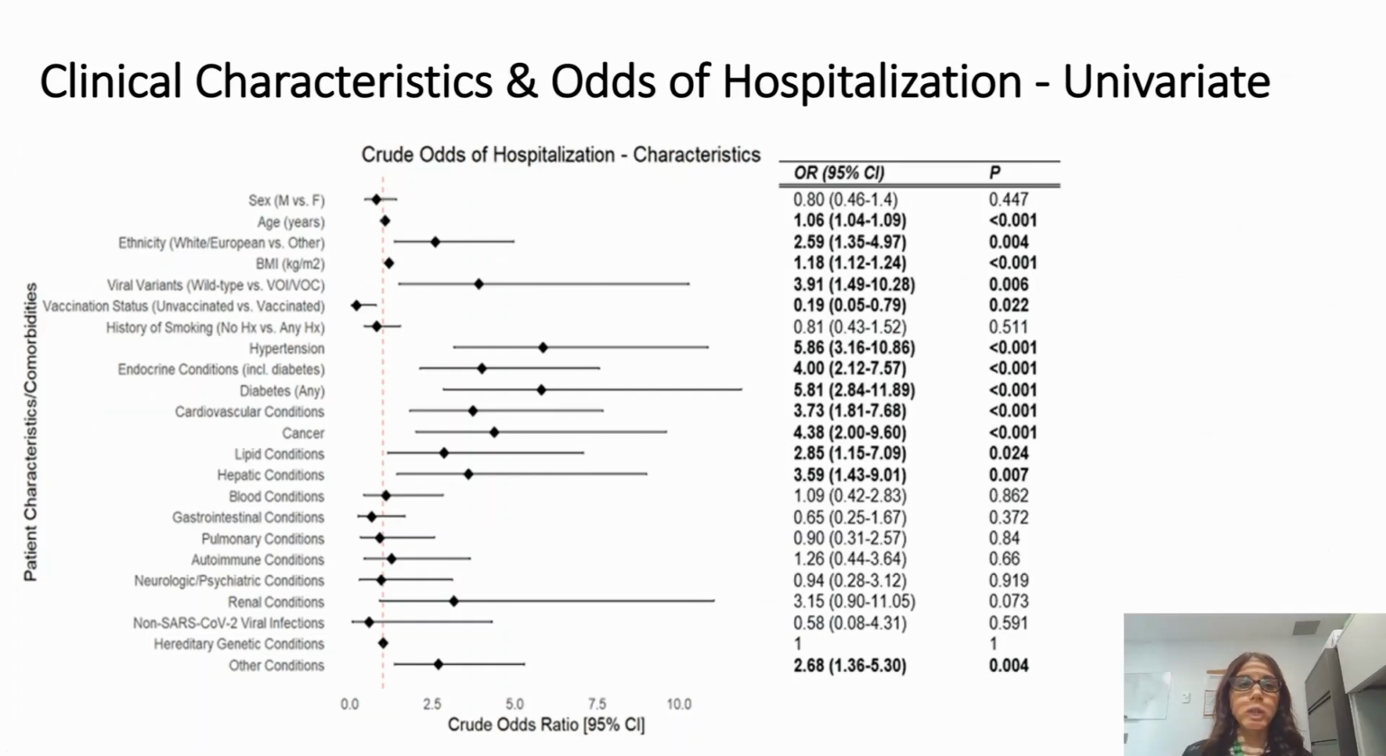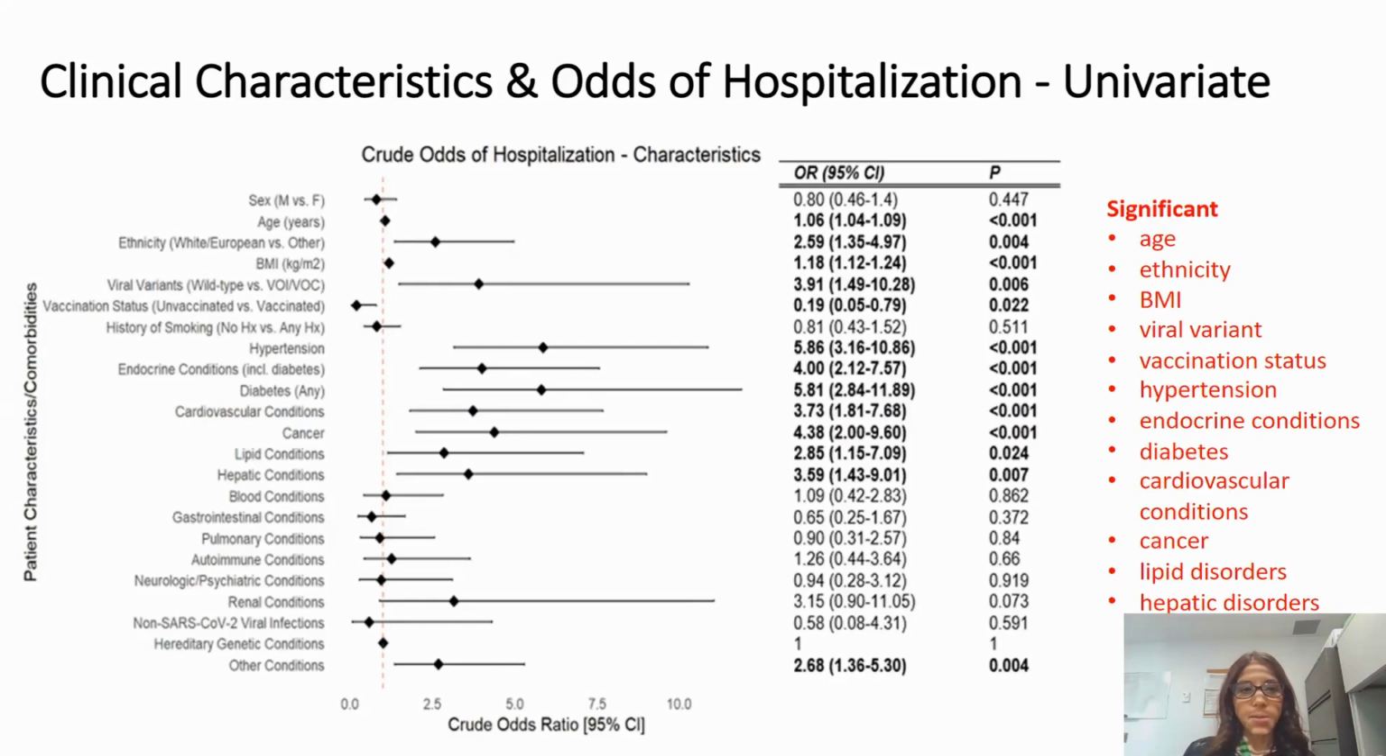So next, we asked the question of how clinical characteristics impact your odds of hospitalization. We did a univariate logistic regression and calculated crude odds ratios for our continuous variables like age and BMI. And the disorder categories that are listed here at the bottom, such as lipid conditions, hepatic conditions, blood conditions, have several subcategories that were developed in conjunction with our clinical experts on our team.